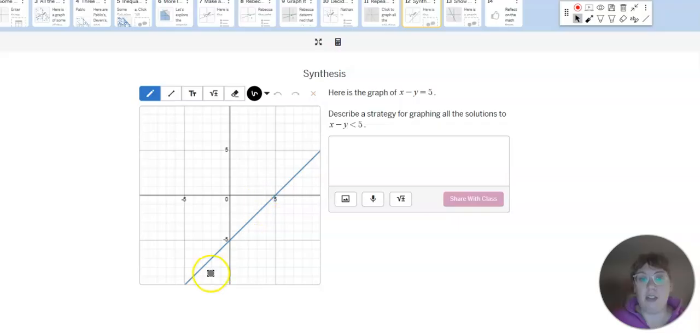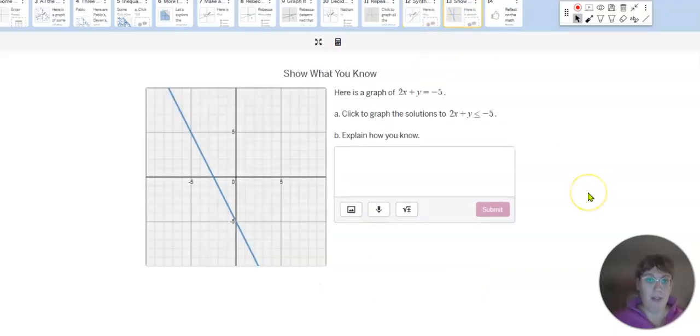Slide 12 says here's this graph of x minus y equals 5. Describe a strategy for graphing all the solutions to x minus y is less than 5. So try this out. How would you work through this problem? What would you do to figure out where you're graphing, and what would you get? And when you're all set, push ahead to slide 13. You can pause the video here to give yourself time to work through 12.